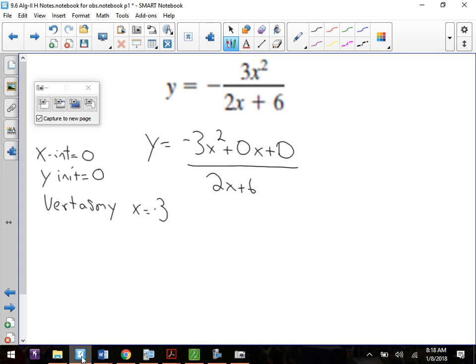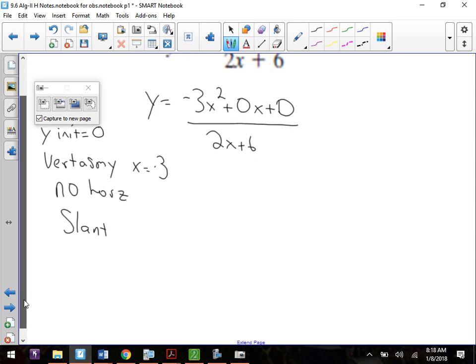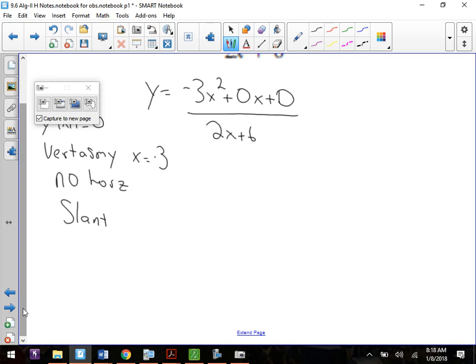Okay. This is the case that has no horizontal asymptote because the degree of the numerator is larger than the denominator. There's no horizontal, but there is a slant. When we do slant asymptotes, this is the reason we use long division.